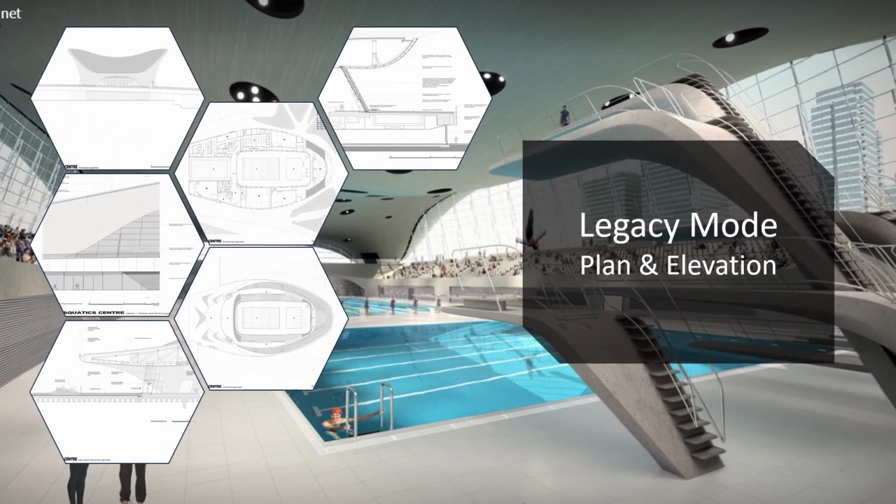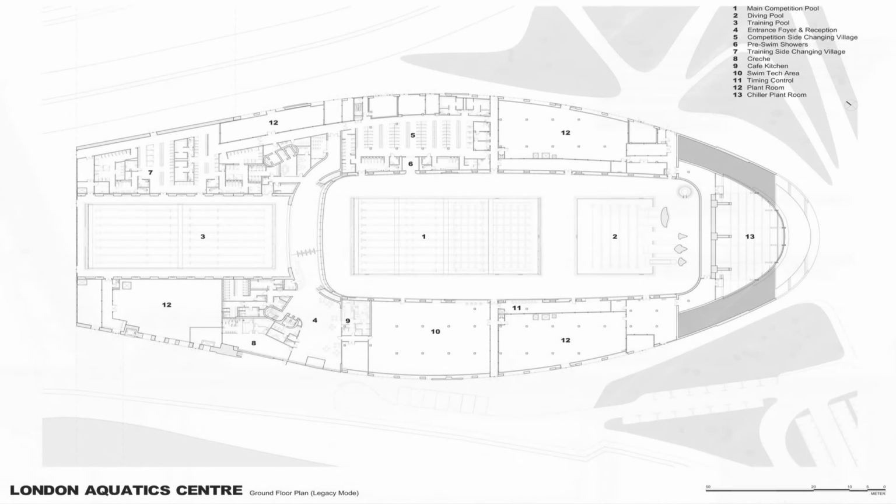So until now we discussed the Olympic mode. Now let's discuss the legacy mode plans and the elevation. So now discussing the ground floor of the legacy mode. In the legacy mode we have the main competition pool, the diving pool, the training pool.